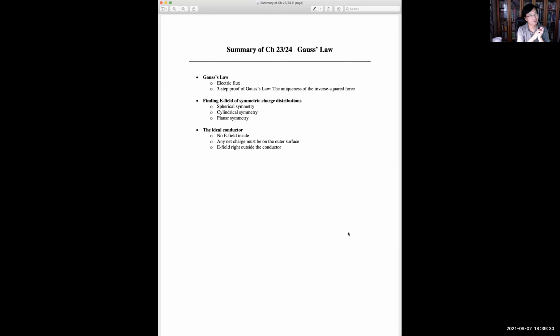Once again, in a nutshell, what did we learn in this chapter? Coulomb's law can be rewritten as Gauss's law. Gauss's law can be used to solve electric field of these 3 symmetries or draw important conclusions for ideal conductors. So that's the summary of this chapter. Any questions?